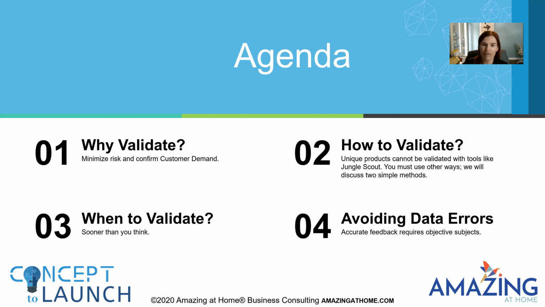And then as far as how to validate, it's really important that we don't just use search volume numbers or numbers from tools like Jungle Scout or ZonGuru. That's a good data point to use, but we want to make sure we're not solely relying on those numbers, because often they can be very inflated. So it's just a good data point. And then there's some other things that we should be doing to make sure we're validating. So we're going to discuss two simple methods on how to do that.